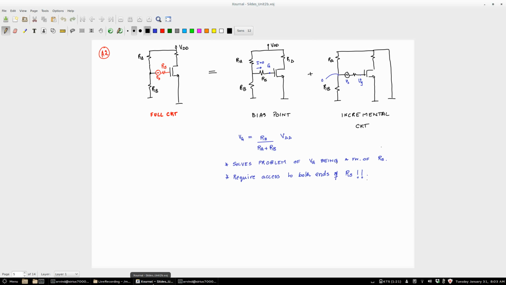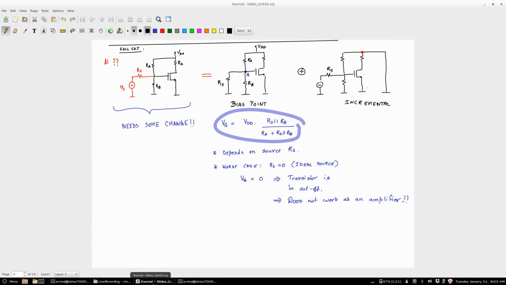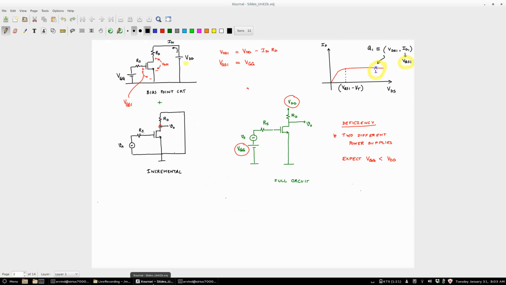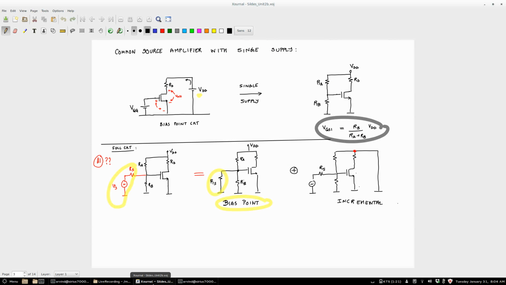Yesterday we were looking at the common source amplifier, and where we had left was basically the fact that if I want to be able to eliminate the two power supplies that we had. Here you had two power supplies, the VGG power supply and the VDD power supply. You want to eliminate one of them, so we thought of this voltage divider kind of configuration.